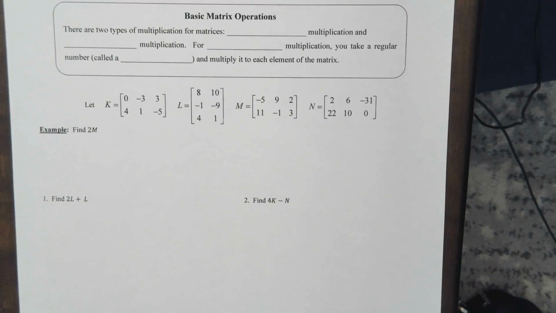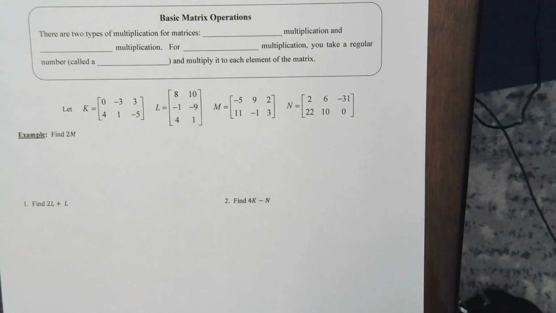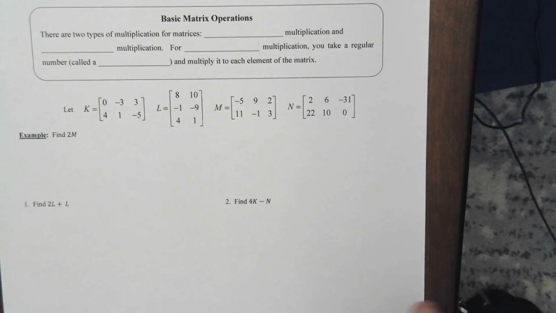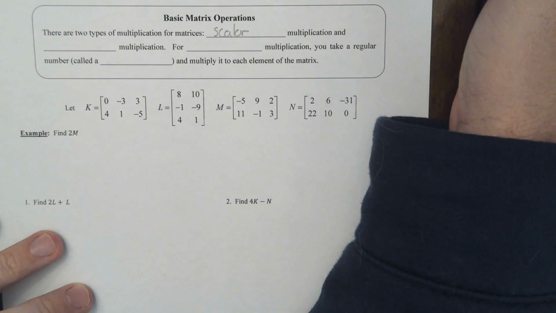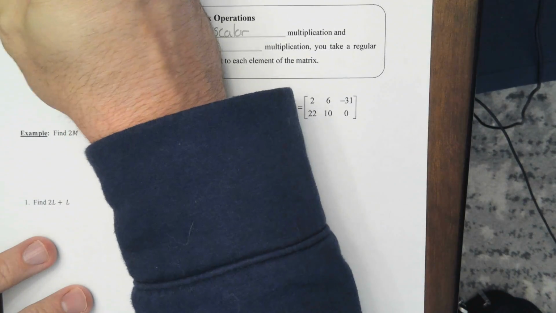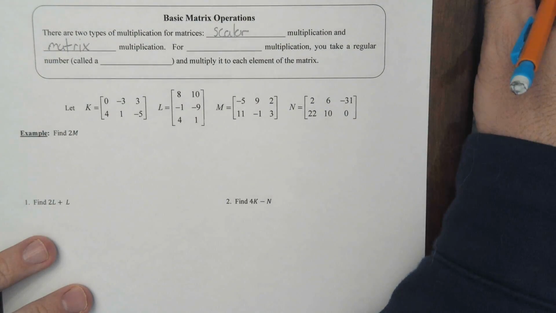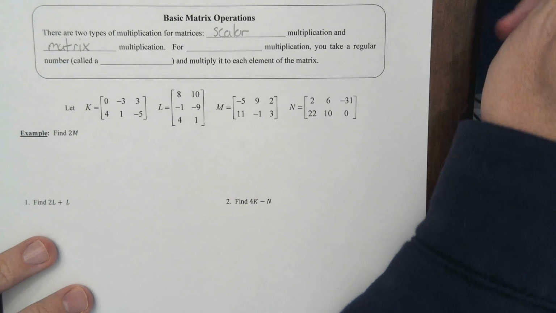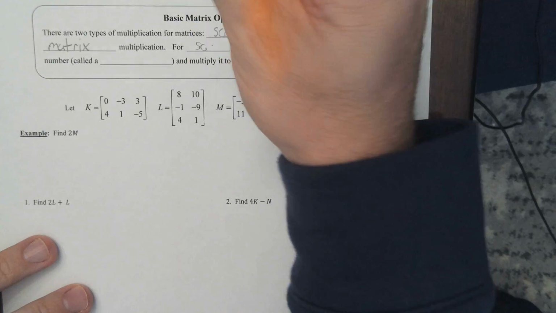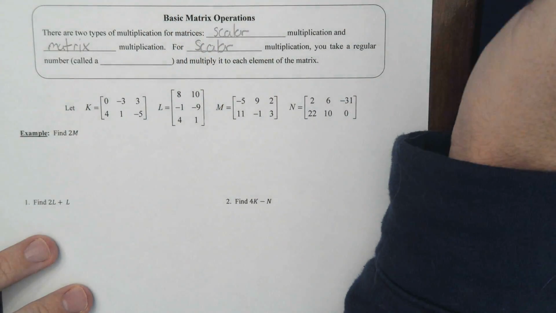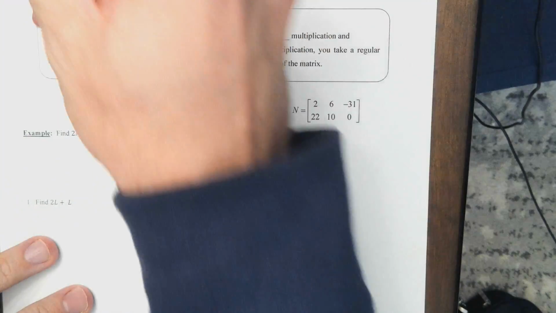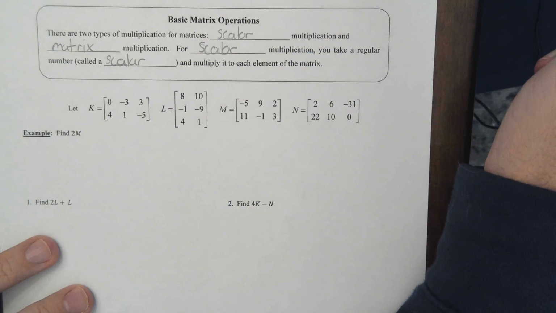All right, so there are 2 types of multiplication for matrices. We're going to look at the simpler type today. That first type is what we call scalar multiplication, and that second type is what we call matrix multiplication. We'll cover matrix multiplication tomorrow. Okay? For scalar, you take a regular number called a scalar and multiply it to each element of the matrix.